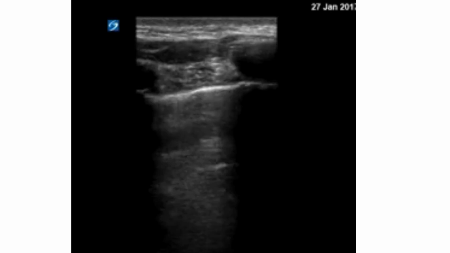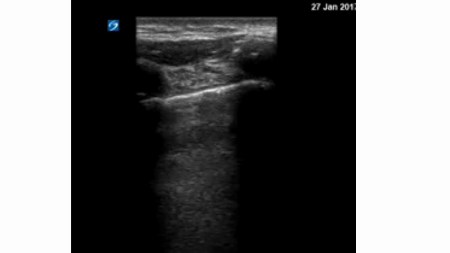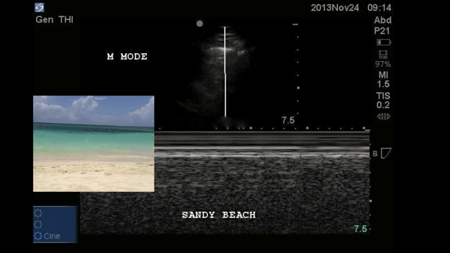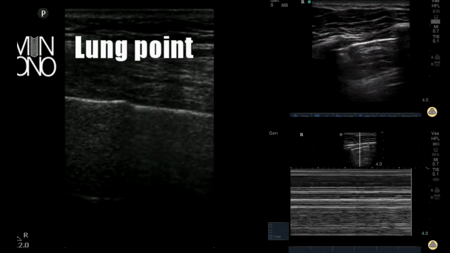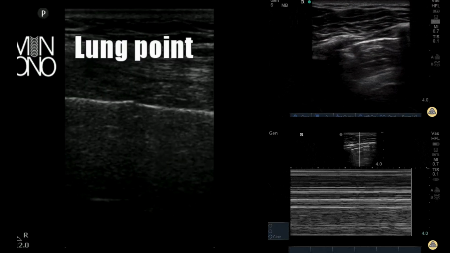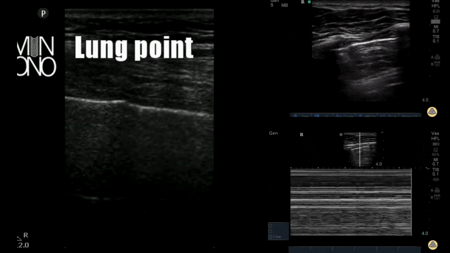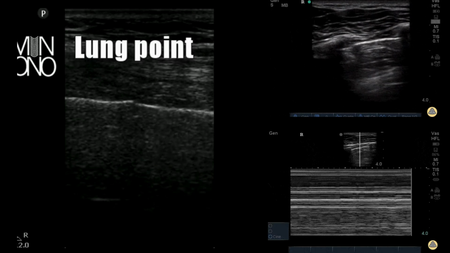Okay, so that's normal lung sliding. And then obviously if you have it absent, then it looks different. So this is what it looks like when there's absent lung sliding. You can see there's no lung sliding on that side, but that doesn't mean that there's a pneumothorax. Just remember that. It just means that there's absent lung sliding. There are different reasons for that.